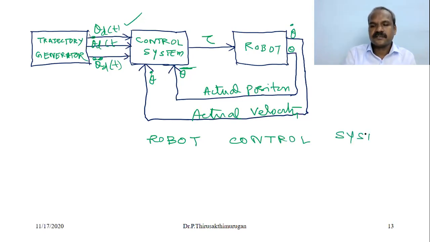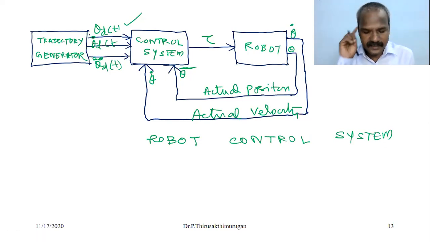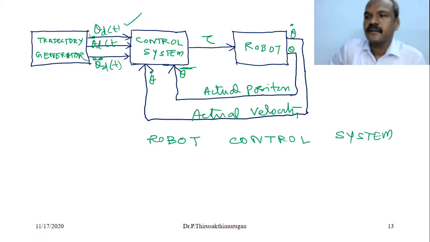Robot control system. Understand? So that the torque generator computes the torques that our model dictates, the torques that would be required to realize the desired trajectory.